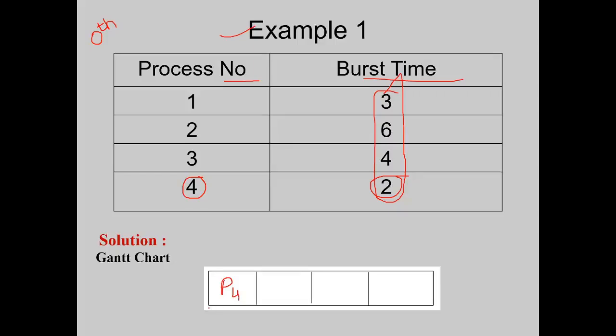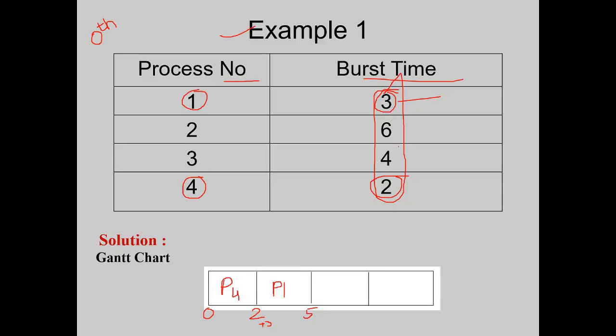We start from the 0th unit, as all processes have arrived at 0. So P4 is going to execute from 0 to 2 units. Now the next least burst time is process P1, so allocate the CPU to process P1. How many units is it going to take? 3 units. So 2 plus 3 is 5. You need to write here that P1 is going to execute till unit 5.